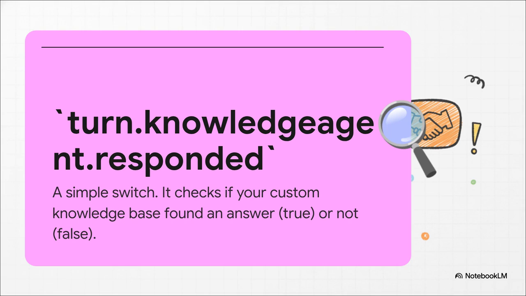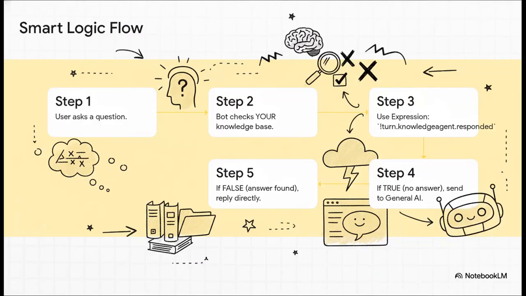Now I know it might look like technical code, but don't let it scare you. Honestly, just think of it as a simple light switch. It just checks one thing. Did our bot find an answer in its own custom knowledge? If it did, the switch is true. If it didn't, the switch is false. That's literally all it is. We use that simple true-false switch to create this really smart logic flow.